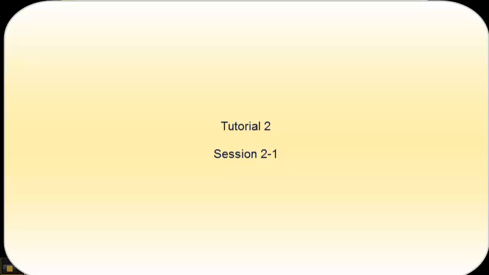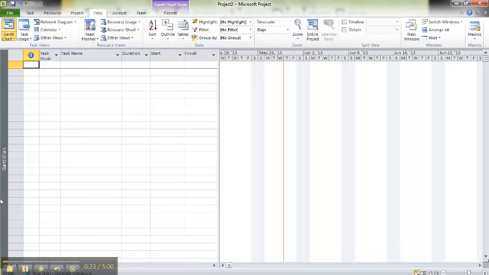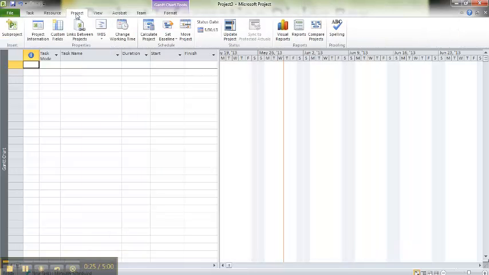In this video, we're going to take a look at some of the concepts and terms from Tutorial 2. In Tutorial 2, you're going to be creating a project from scratch, and you will look at some of the default values set when you create a project. So here I have a project that has no tasks yet.